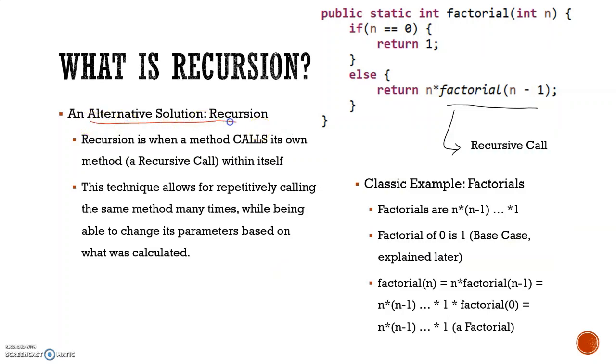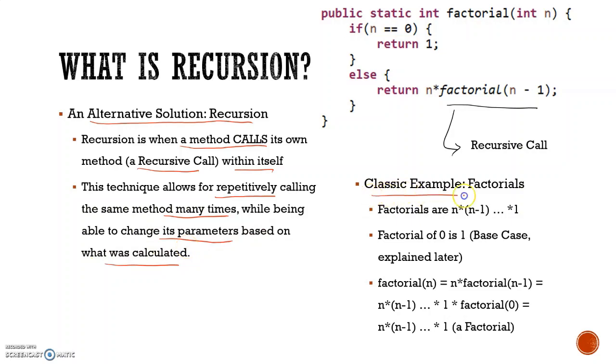An alternative solution is recursion. Recursion is when a method calls its own method, a recursive call within itself. This technique allows for repetitively calling the same method many times, while being able to change its parameters based on what was calculated inside the method.